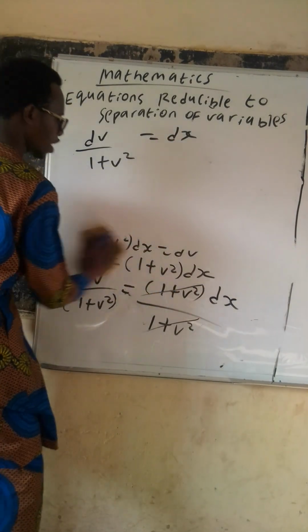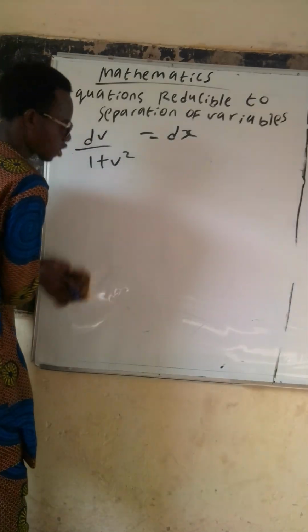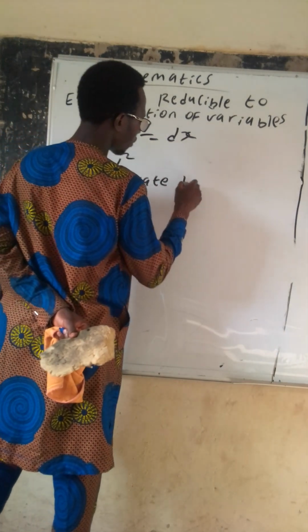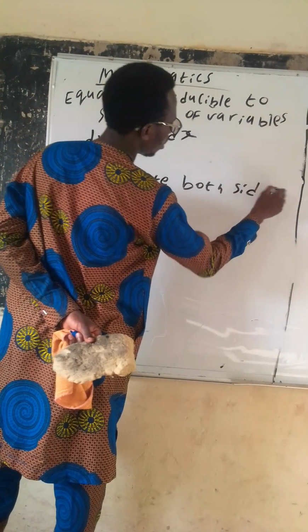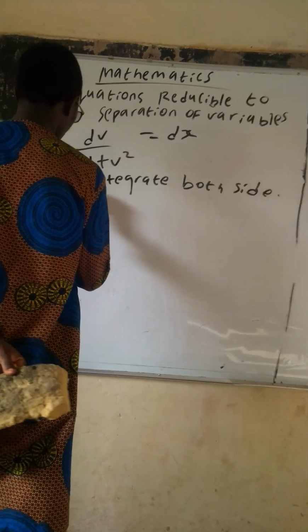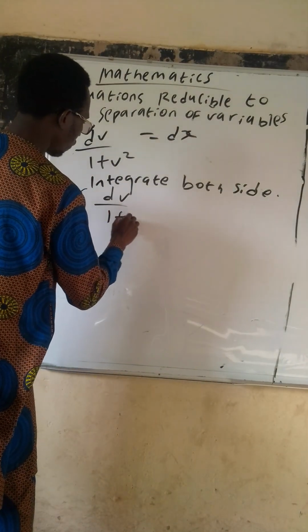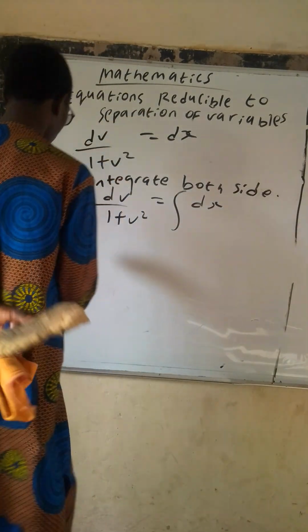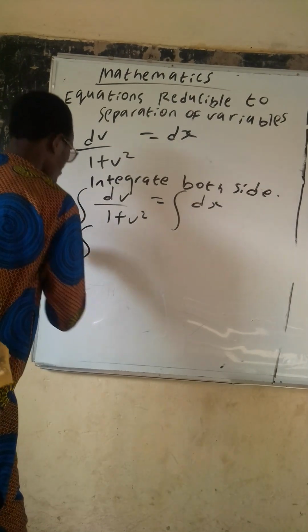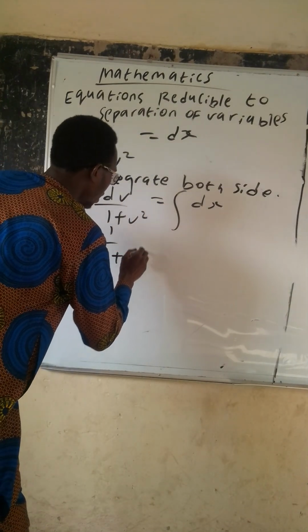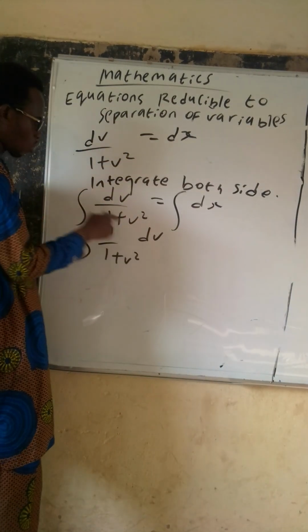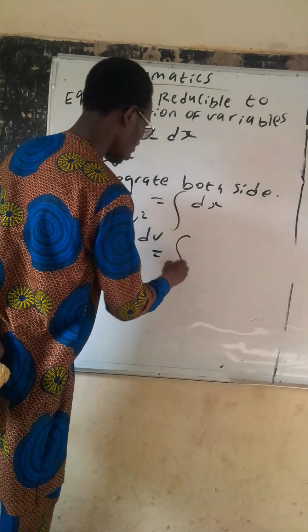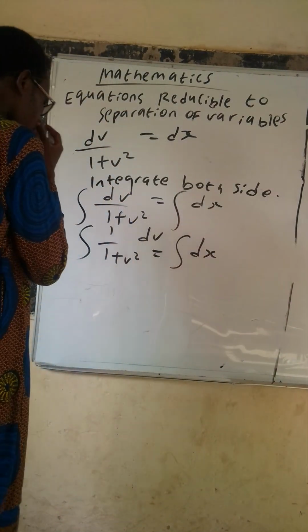So, having seen that, let's go right ahead to solve the question. Now we can integrate both sides. So we have the integration of dv over 1 plus v squared equals the integration of dx. That means this is the integration of 1 over 1 plus v squared dv, because 1 multiplied by dv is dv, and we have 1 plus v squared still remaining, because of the integration of dx.